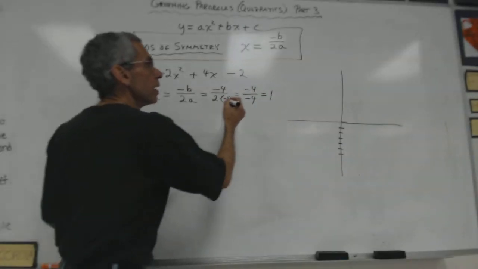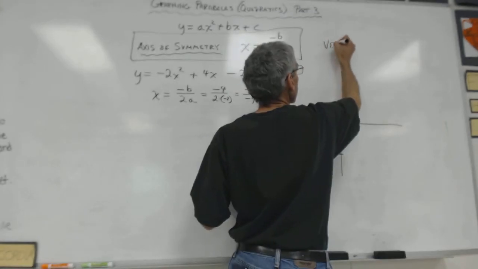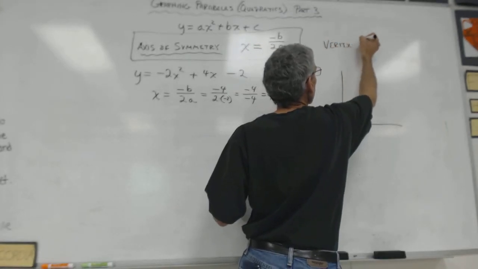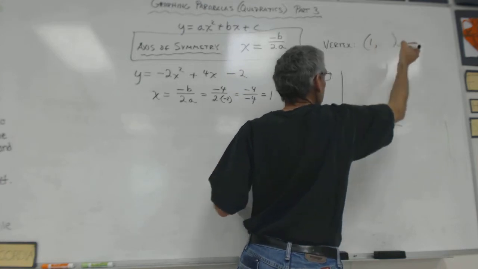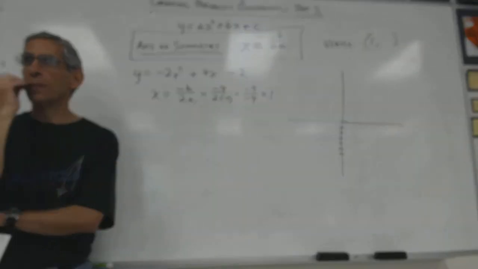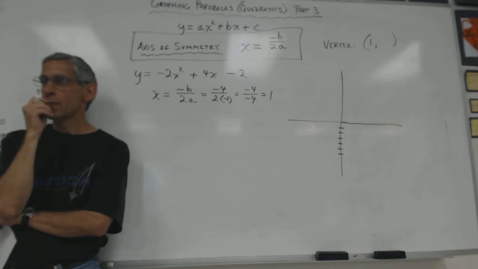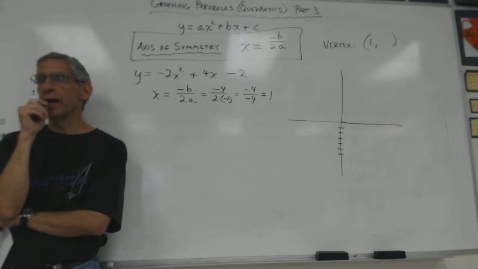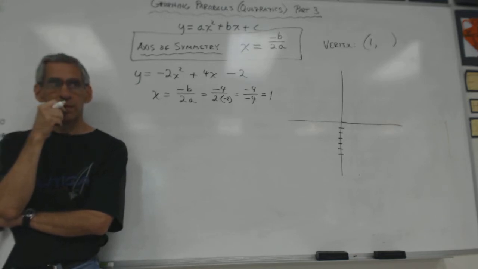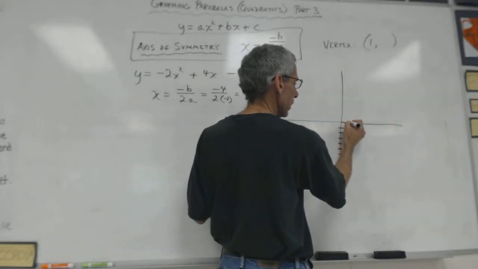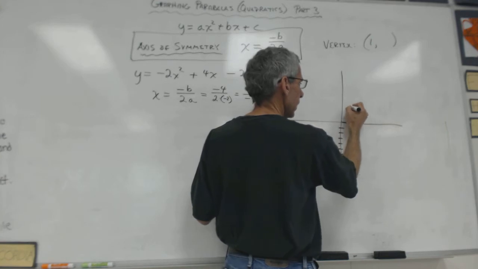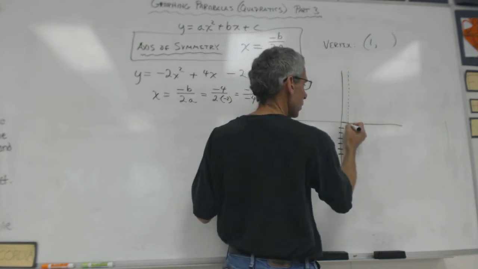So now I know that my vertex is 1 comma something. Now what's the next step I do? So you plug that in. What do I do with my axis of symmetry first? You draw a line. It says it's at 1. My x is over at 1 right here. So it's going to be a vertical dotted line.